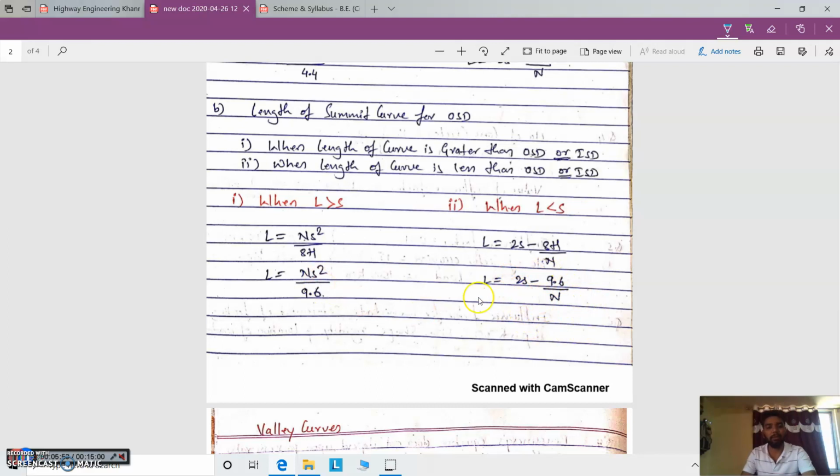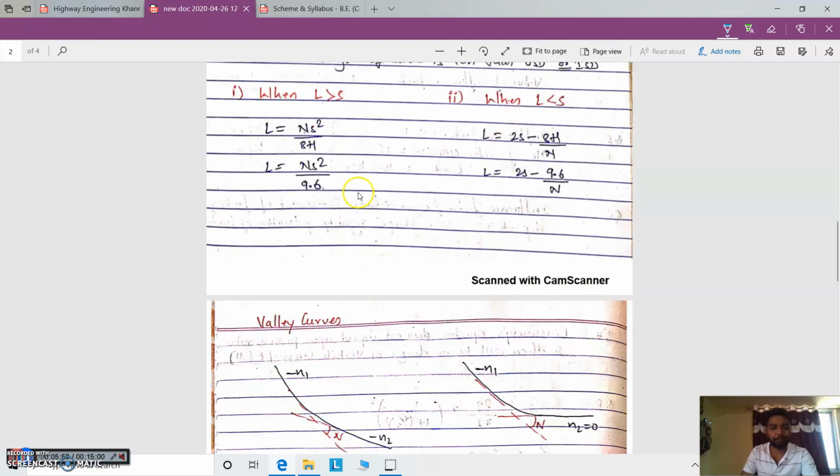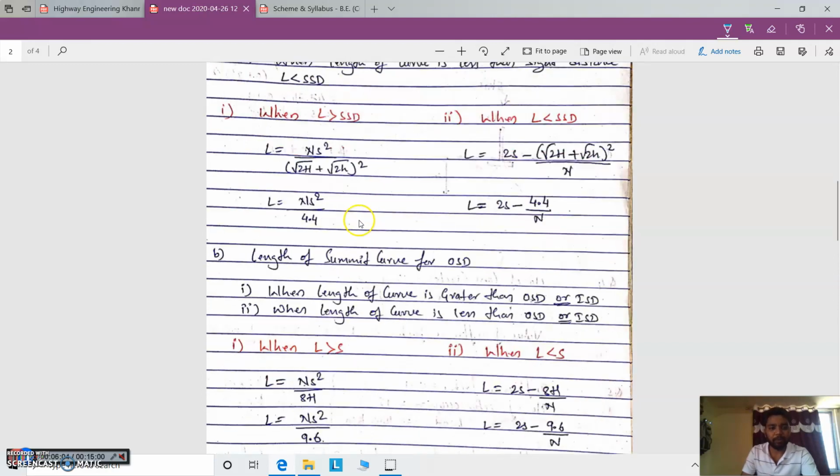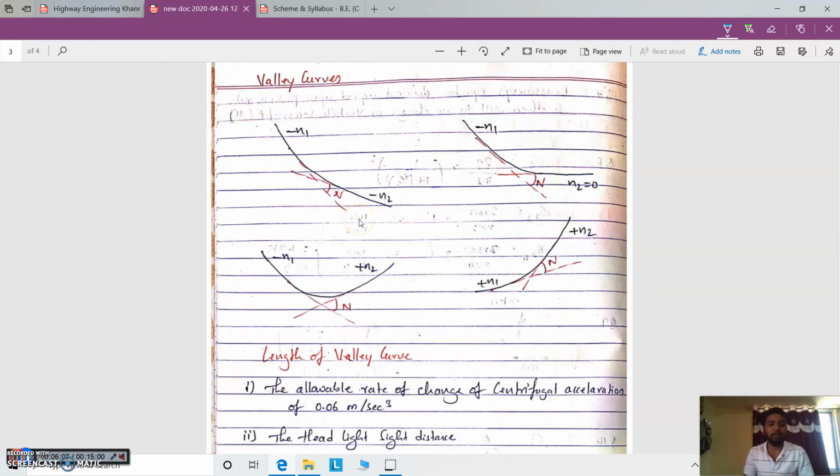Similarly, we can compute the length of the summit curve by considering different cases. This much is more than enough to discuss the summit curve. And now the valley curve. As we have considered four cases for the summit curve, here also we can consider four cases for valley curves. In a valley curve, we similarly have different gradients for a particular curve and deviation angle. As in the previous case, the third case gives the maximum deviation angle, that is, the descending gradient meets the ascending gradient.